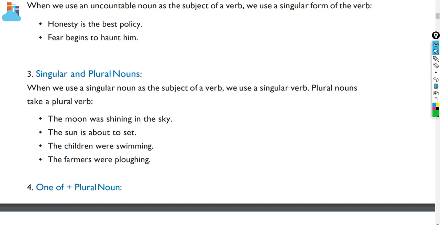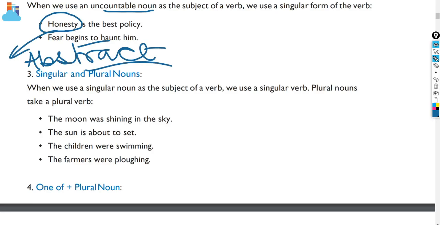Many times, my dear children, there is an abstract noun, and whether it will be singular or plural, we will see now. When we use an uncountable noun as the subject of a verb, we use a singular form of the verb. Uncountable noun, this is actually honesty. Honesty is an uncountable noun. This is, my dear children, the abstract noun.